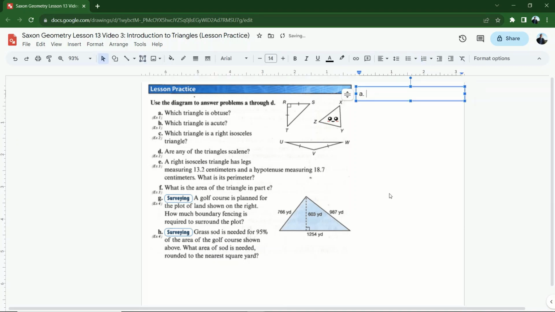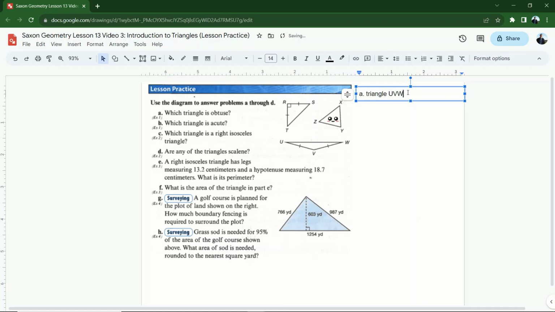Letter A, which triangle is obtuse? Why, it's the one that has an obtuse angle. That has to be triangle UVW. Now, normally I draw a little triangle symbol and then UVW. Here I'm just going to state triangle UVW.